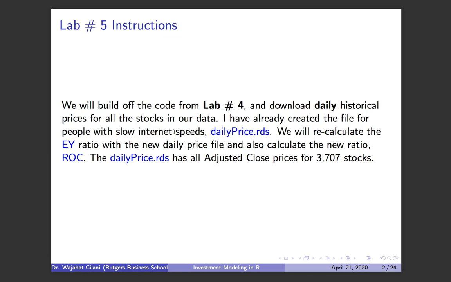First of all, right now, as you're looking through the video, you can't run this code yet because it's going to take you, depending on how fast your internet is, possibly a few hours, let alone 40 minutes. So I loaded up the daily price RDS table for you. It's there for you guys to use, and you can always go back and mess around with downloading this data. All right, we're going to recalculate the EY ratio with the new daily prices.